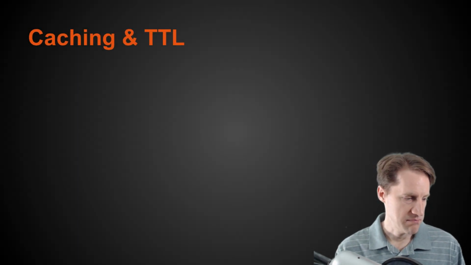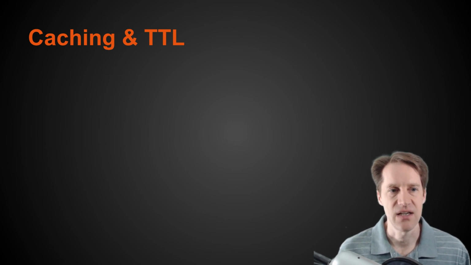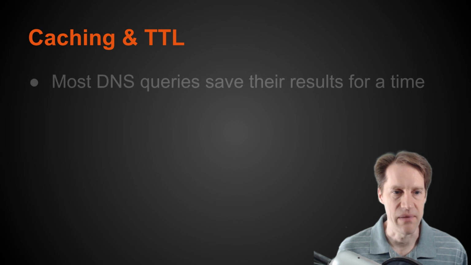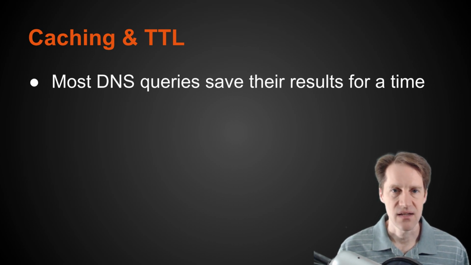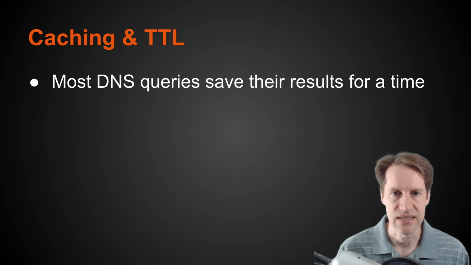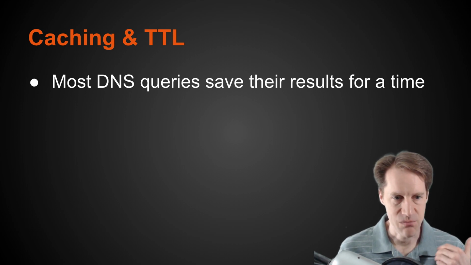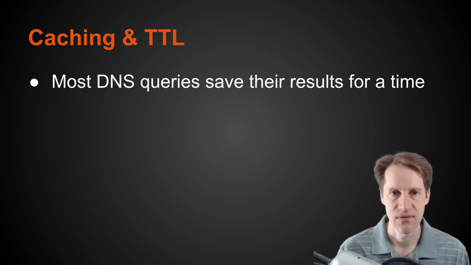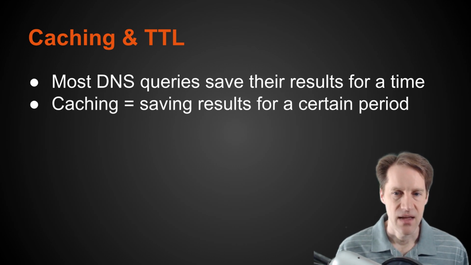Okay, the last thing I wanted to mention here is a brief bit about caching and TTL, because this is something you'll hear about. As the DNS resolver is contacting different domain names, and even as your computer is talking to its DNS resolver, it's going to save certain information. Most DNS queries are asking where a particular domain name translates to in terms of an IP address. It saves the results for a period of time, and that's called caching.